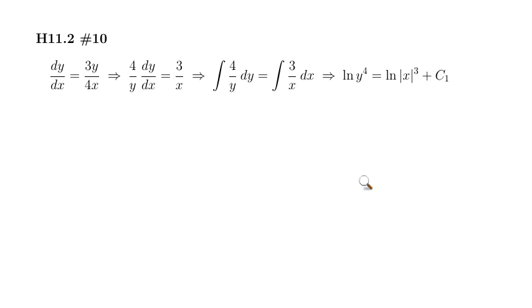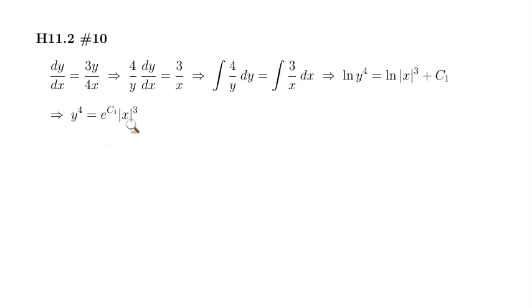We want to isolate y, so I'm going to raise e to both sides of the equation. Then you get something like this. If you raise e to the natural log of y to the 4th, you get simply y to the 4th, and e to the c1 shows up right here. And e to the natural log of the absolute value of x cubed is just the absolute value of x cubed, since e and natural log cancel out. So we have this.